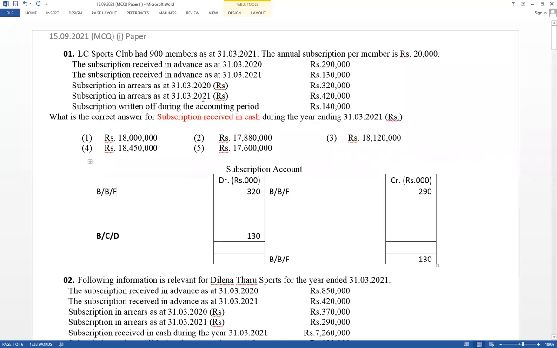And given subscription in arrears closing balance also 420. Balance carried down from credit side to debit side. Given subscription in arrears closing balance 420. That value as balance brought forward on the debit side.